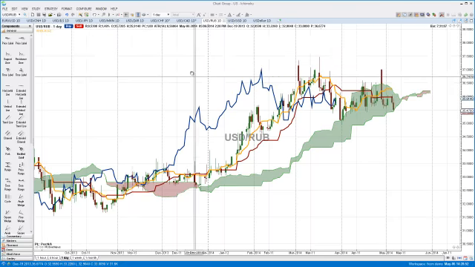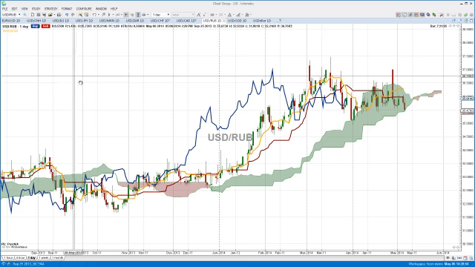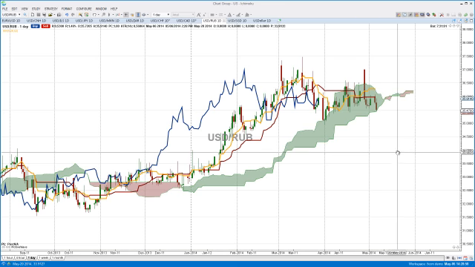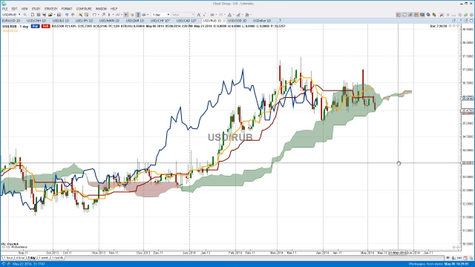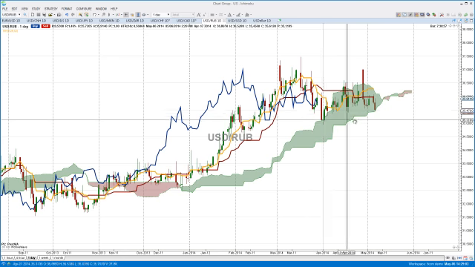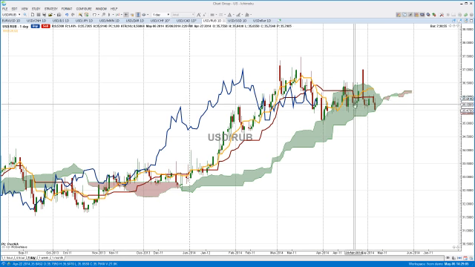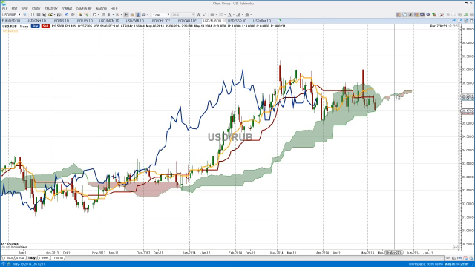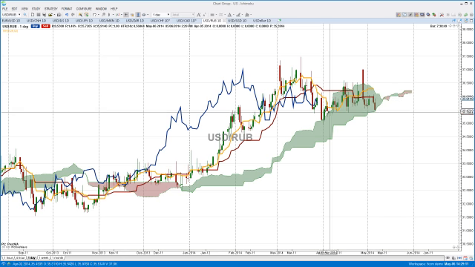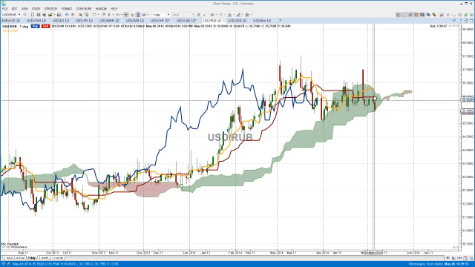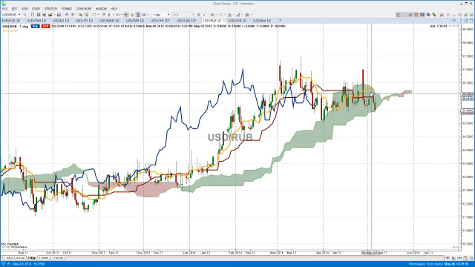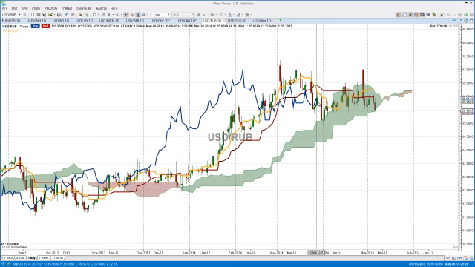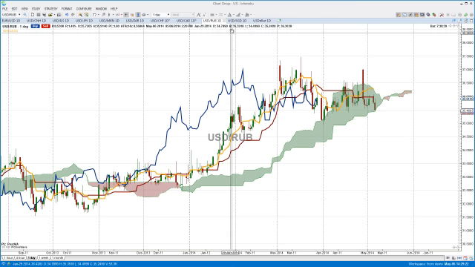Let's move now to another favorite of ours, the United States dollar against the Russian ruble. Yeah, we do like the Russians, that's right, Russian currency. Very difficult to say. A lot of consolidation in here. You can see future Kumo is bearish, bullish, bearish. So price is in the Kumo, Tenkan-sen is in the Kumo, Kijun-sen is in the Kumo. Price is stopping the Chikou from moving this side.